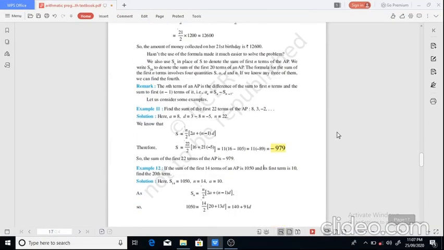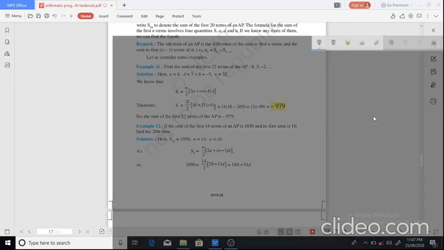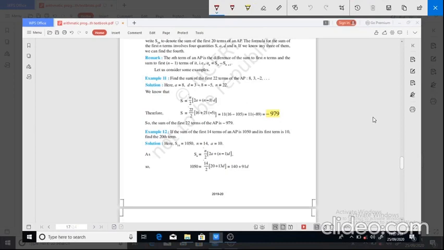See here, example 11. Sum of 22 terms means S22. We have to find S22. What is given here? A is the first term, so A equals 8. What is the common difference?